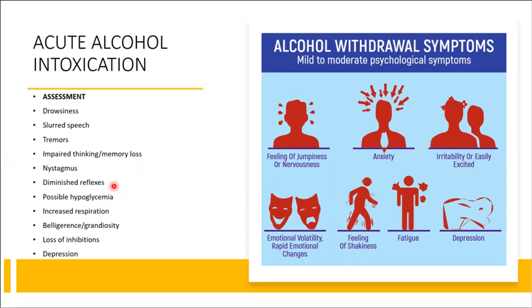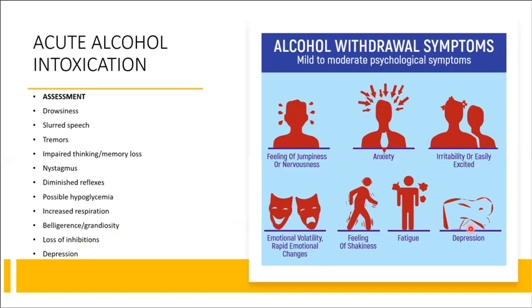We're also going to see diminished reflexes. There will be nausea and vomiting. There will be possible hypoglycemia. You will also notice increased respiration in these clients. There will also be belligerence and grandiosity. Remember, a belligerent person is hostile. The person is also aggressive, while grandiosity refers to that pompous superiority or pretentiousness of your client. So there will also be loss of inhibitions, and the client could also be depressed.